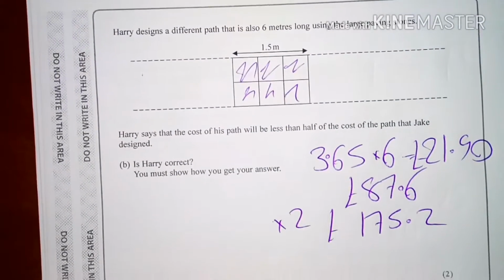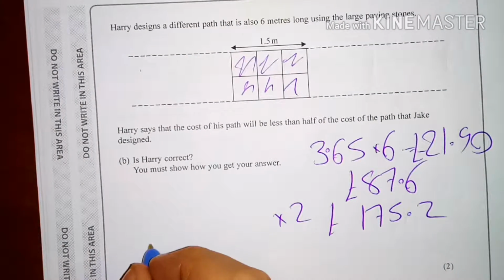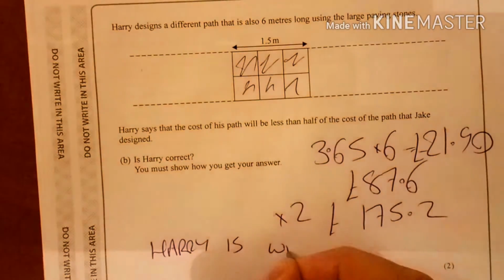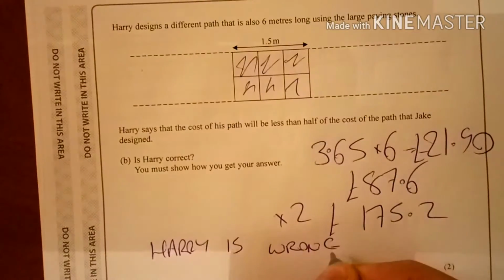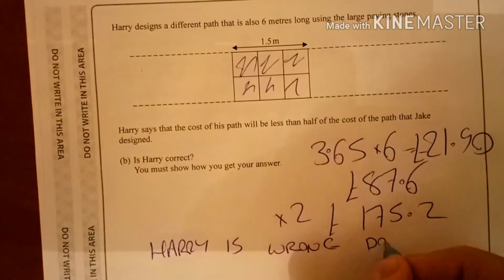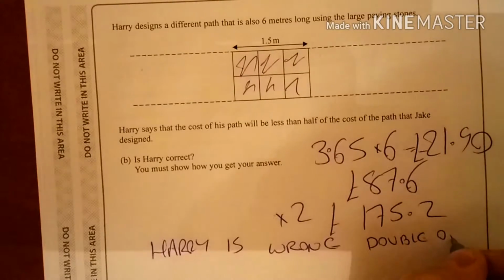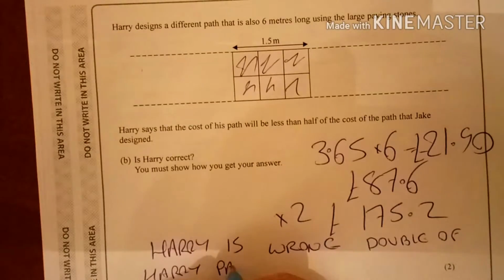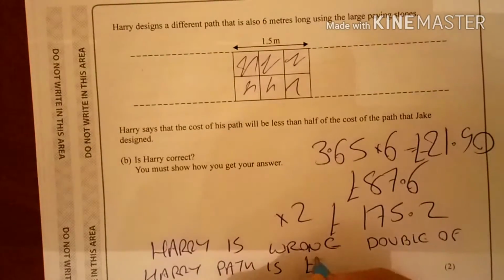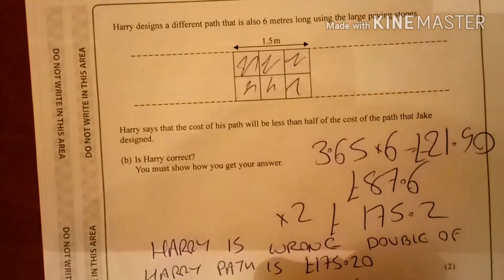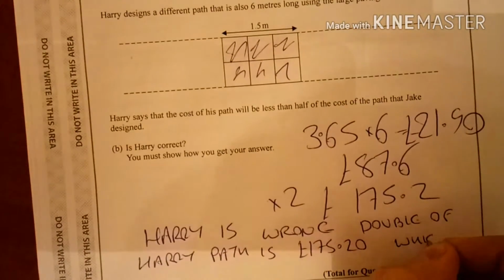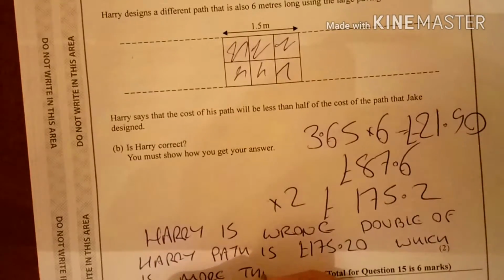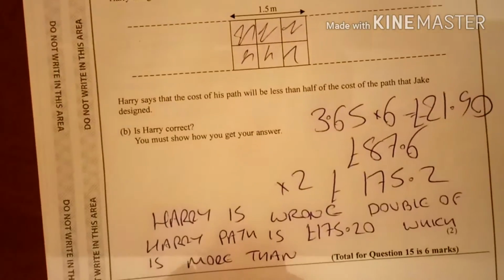So let's clearly say what the answer is. So say Harry is wrong. Double of Harry's path is £175.20, which is more than Jake's path.